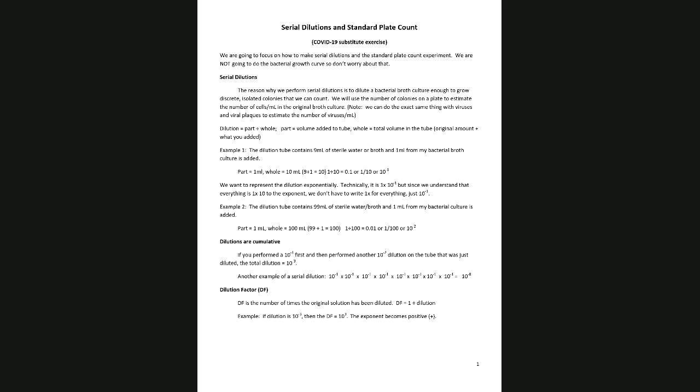So the key point here is that dilutions are cumulative. If you do a 10 to the negative 1 dilution and you do it again using that first 10 to the negative 1 dilution, your total dilution is going to be 10 to the negative 2. If you do another 10 to the negative 1 dilution on the tube that was diluted 10 to the negative 2, it becomes a 10 to the negative 3 dilution, and so on and so forth. So each time you're becoming more and more dilute. And the dilutions are cumulative, so you multiply them, and of course when you do that with exponents, you end up adding the exponents together, right?